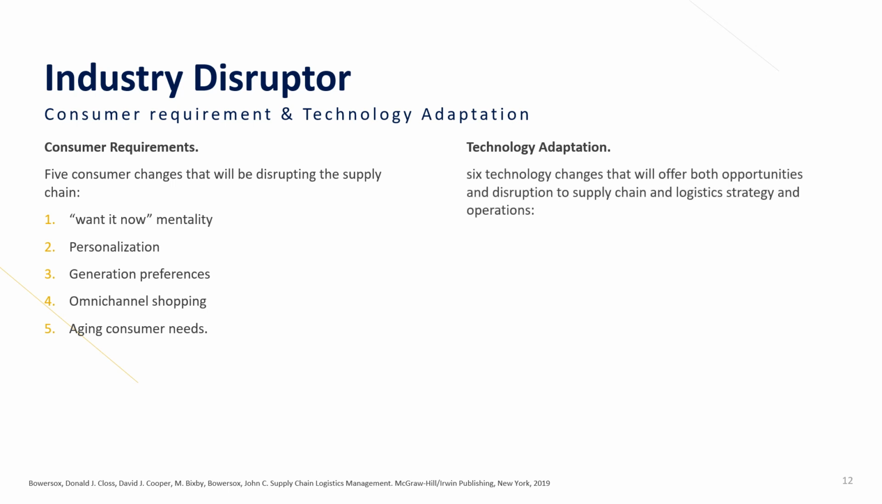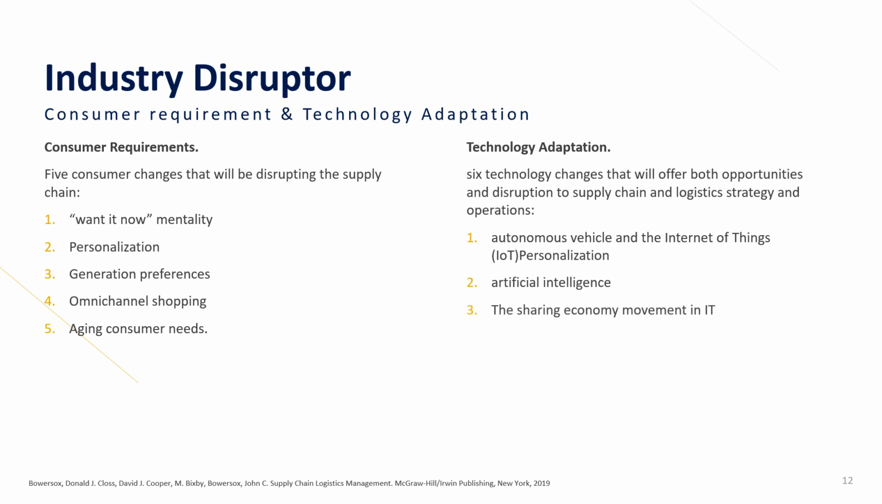And then regarding technology adaptation, we know that technology is always changing, always improving. So here is a list of technologies that already have, and also have the potential to, disrupt supply chain management further. Such as autonomous vehicles, Internet of Things, artificial intelligence, sharing economy movements in IT like Uber and Airbnb, 3D printing, and big data and analytics.